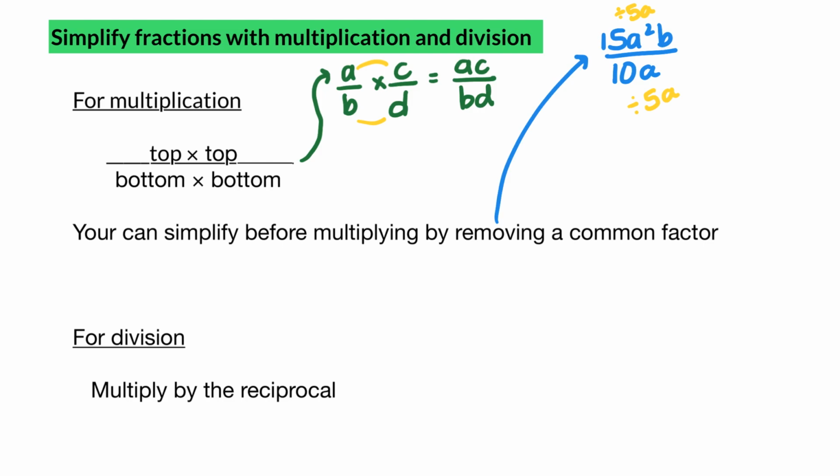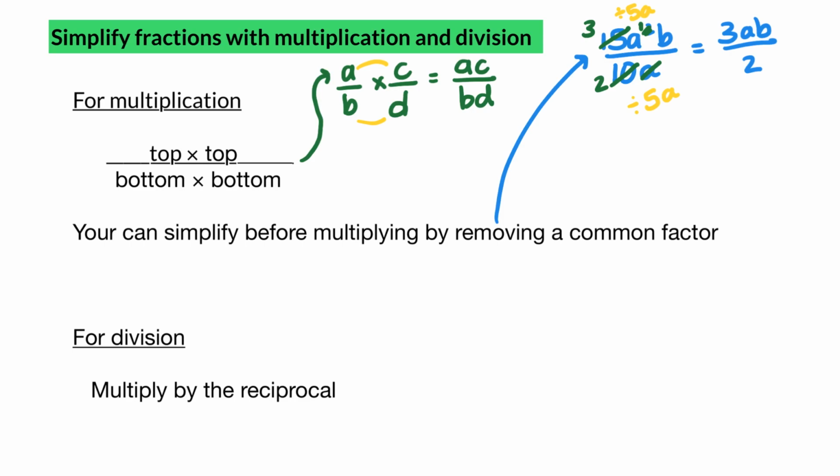The way we show this dividing top and bottom by the same value is I cross out where I've divided. 10 divided by 5 is 2, and 15 divided by 5 is 3. A divided by a gives me 1, so I won't write down any a's. And a squared divided by a will give me a to the power of 1. So my simplified fraction here is 3ab out of 2.